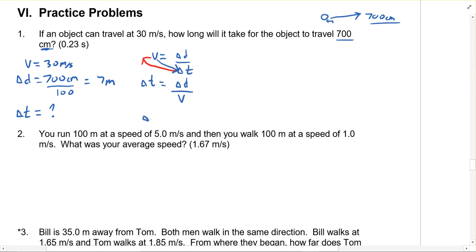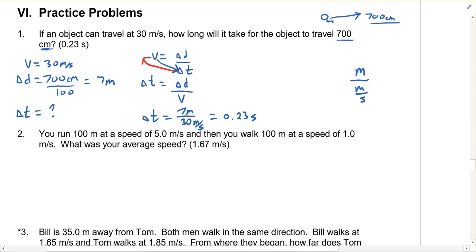Okay, and then change in time is going to be equal to 7 meters divided by 30 meters per second, which is going to be 0.23 seconds. So you might be asking yourself how these units end up working out to seconds. Well, if you think about it here, I'm just going to show you so you don't think I'm just making this up. We've got meters over meters per second.